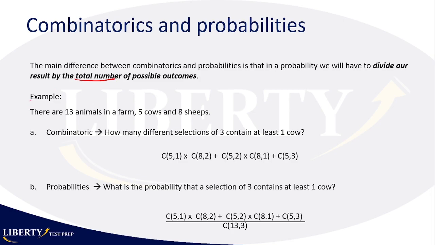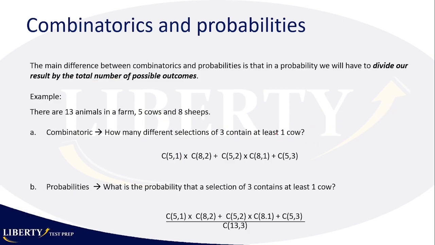Okay, so for example, if they tell us there are 13 animals on a farm, 5 are cows, 8 are sheep. Okay, sheep actually without the S, right? 8 are sheep. So what do we do here? How many different selections of 3 contain at least one cow? Here they are asking us for the selections, or combinations. This is not a probability, so our number is going to be large. Okay, first, what do you have? Selection of 3 containing at least one cow.